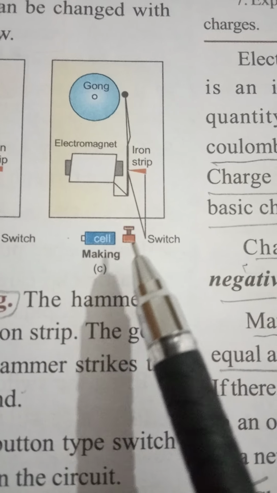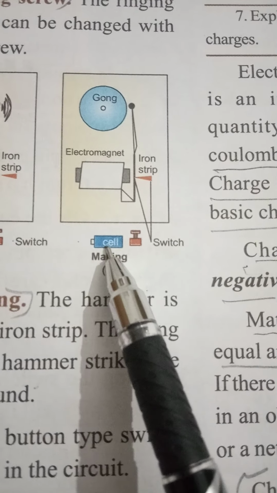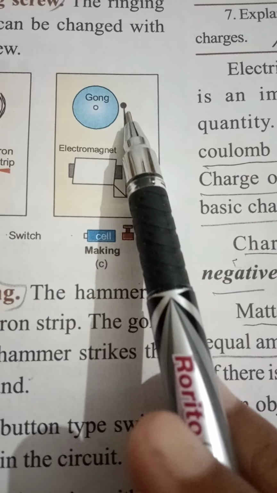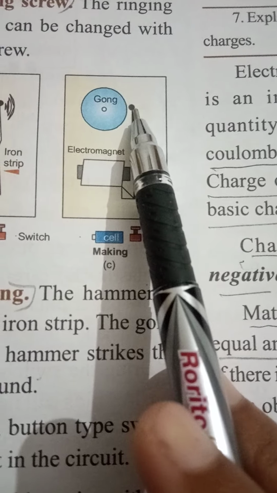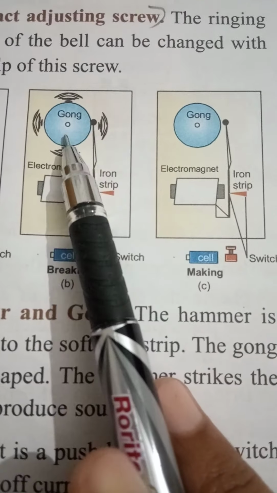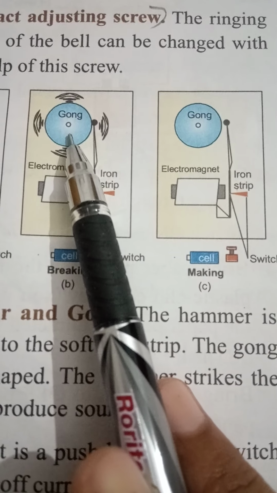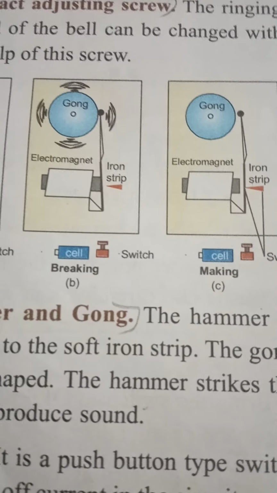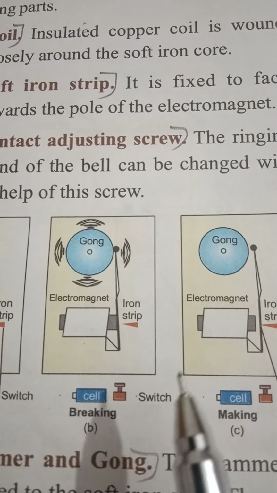With the help of the switch and the cell, the current passes through this wire and reaches the hammer, and when the current passes between them, the hammer is attached to the gong and they produce a sound. So this is the construction and working here.